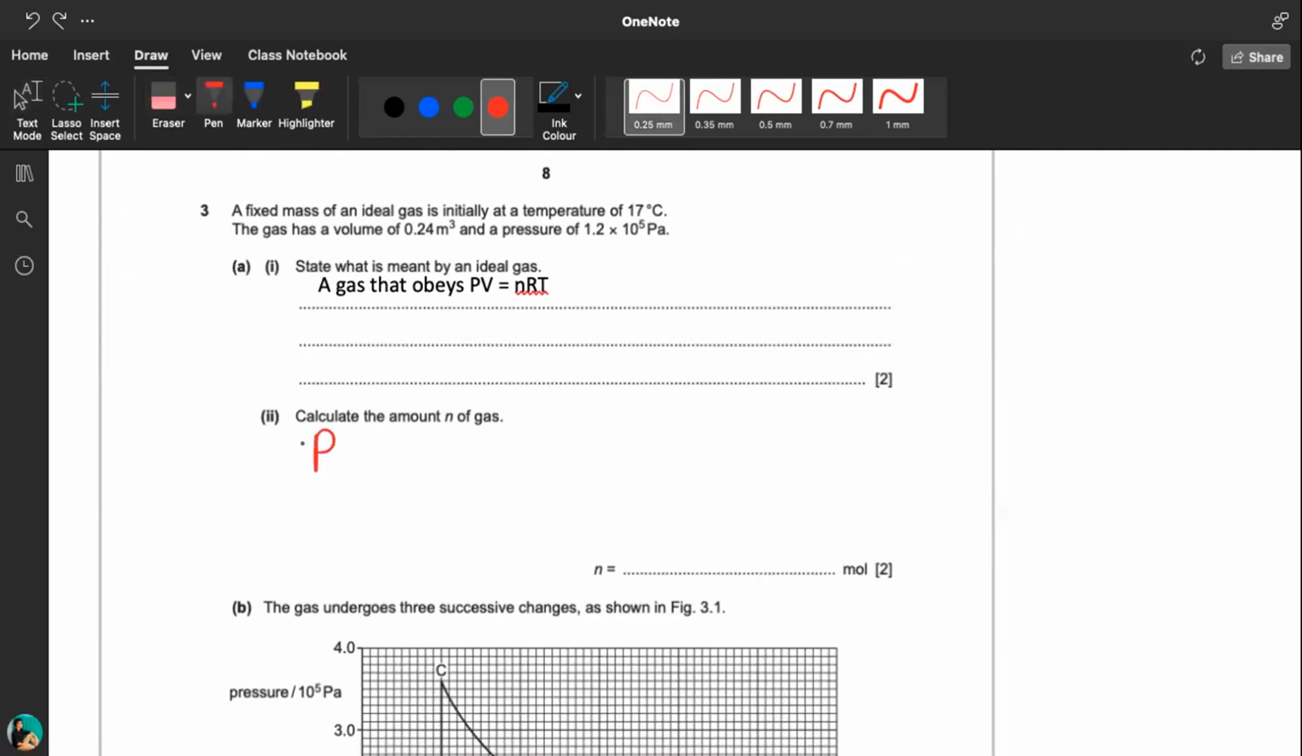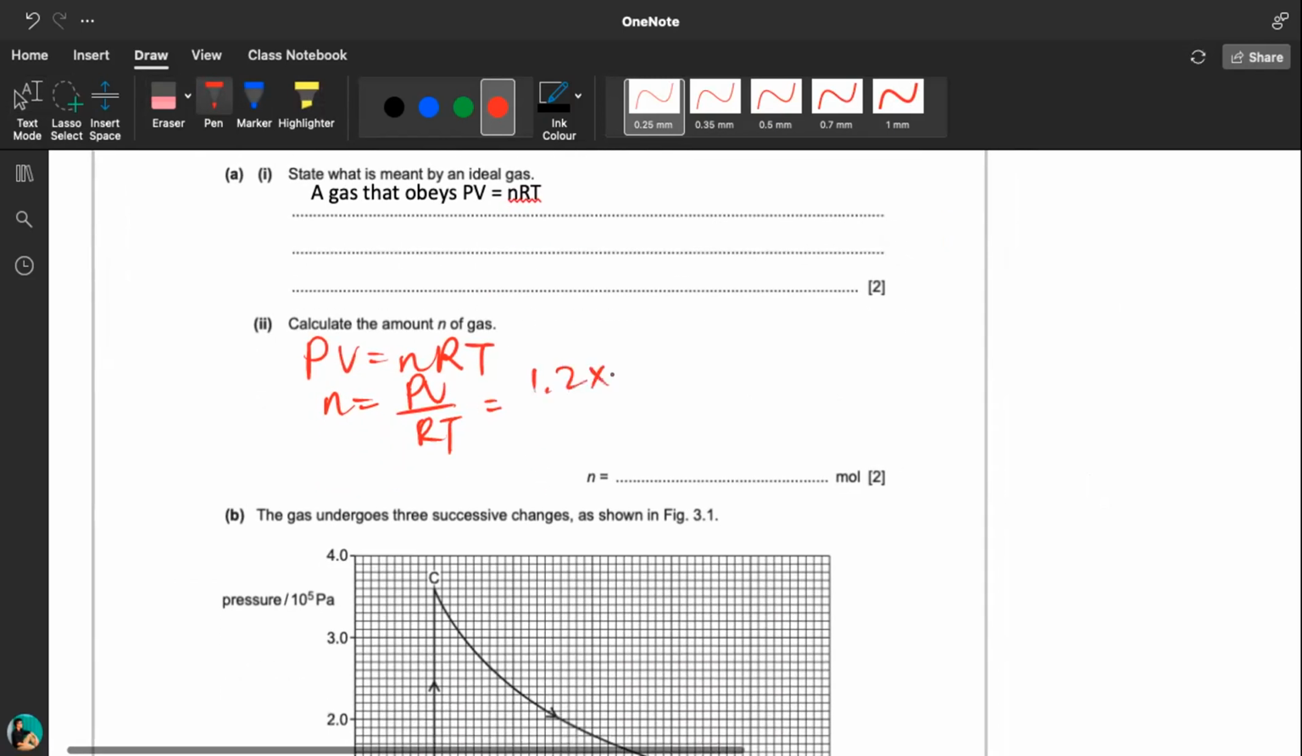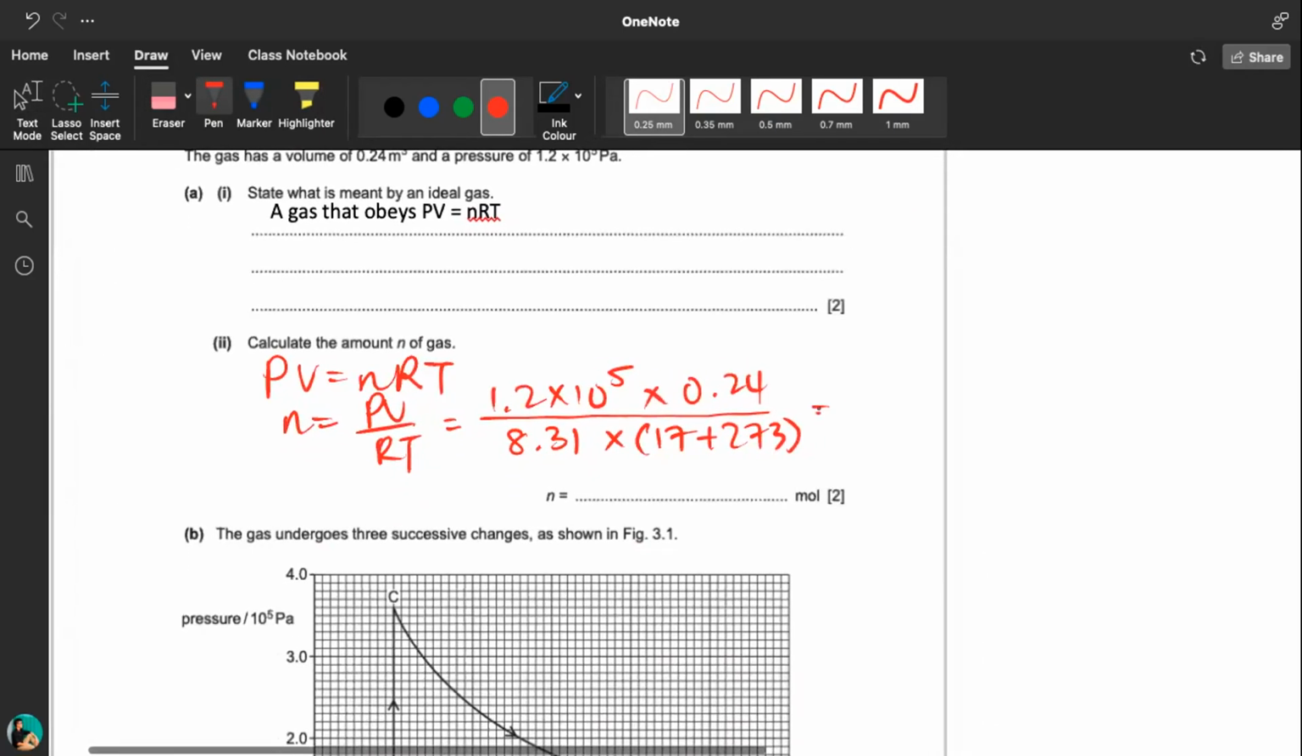So just do PV equals nRT, so n equals PV over RT. 0.24 over 8.31 into temperature, change to Kelvin. This one's 17 plus 273. All right, you get 11.95, 12 mole.